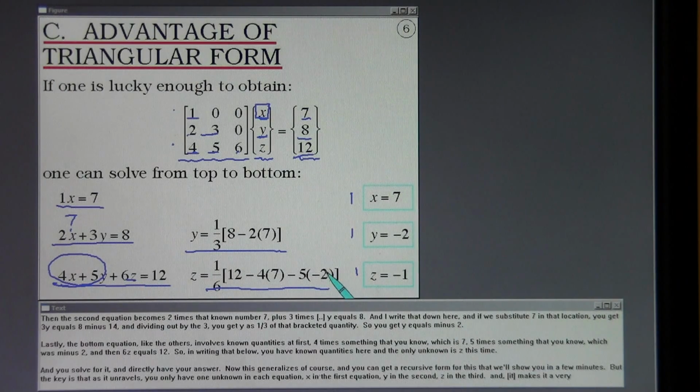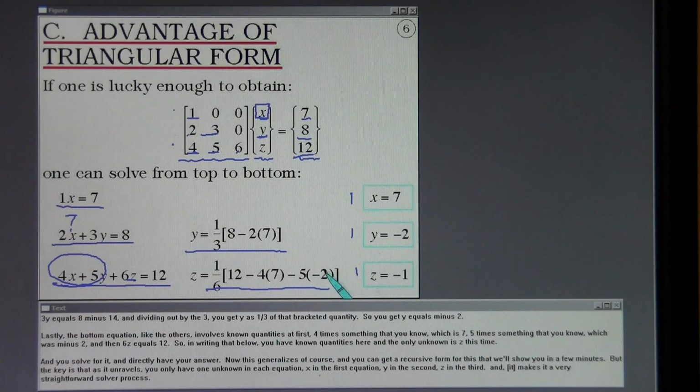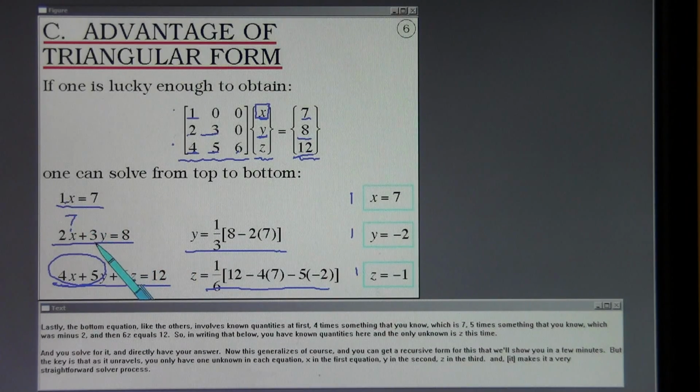Now this generalizes, of course, and you can get a recursive form for this that we'll show you in a few minutes. But the key is that as it unravels, you only have one unknown in each equation. X in the first equation, y in the second, z in the third. And that makes it a very straightforward solver process.